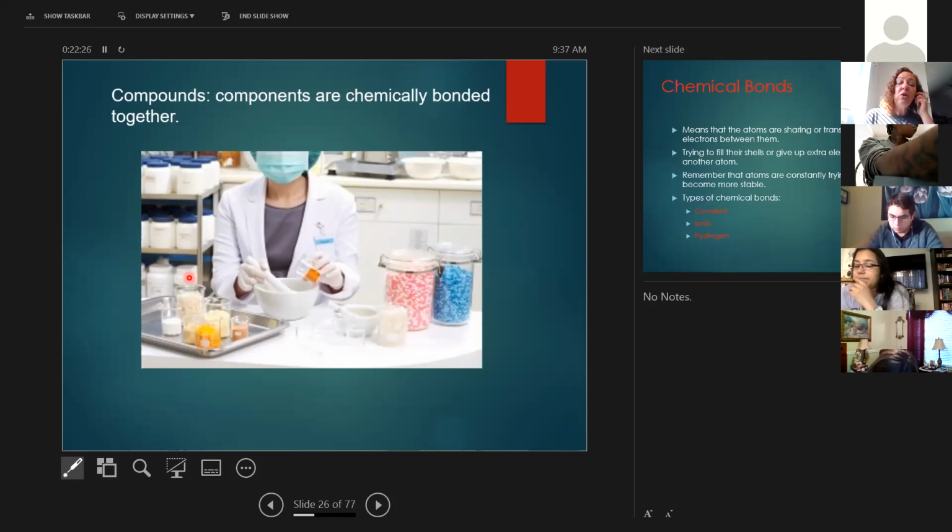But what I can do is I can go to a compounding pharmacy, and they can take all of these medications and compound them together and put them into a form that's a little bit easier to give, like maybe a liquid. And that way I'm only having to give one, but the animal's receiving all of the medications that it needs. So that's a compound, when we have different components chemically bonded together.